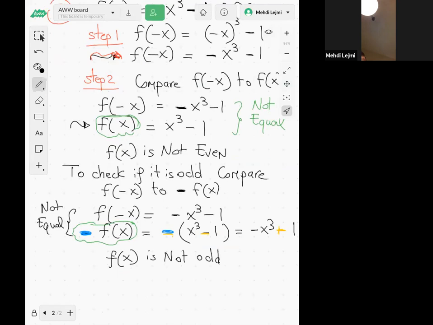Okay, so the conclusion, of course, is that f of x is neither. Okay. I guess, yeah, so that's for even and odd functions.